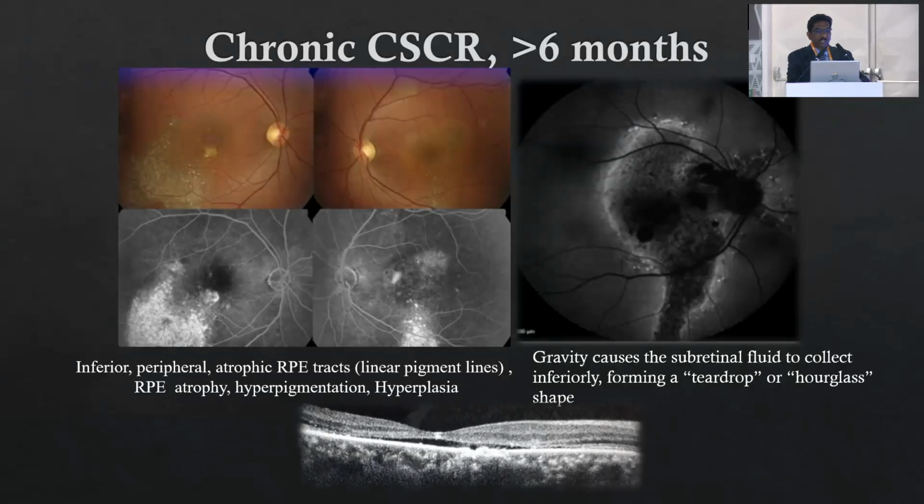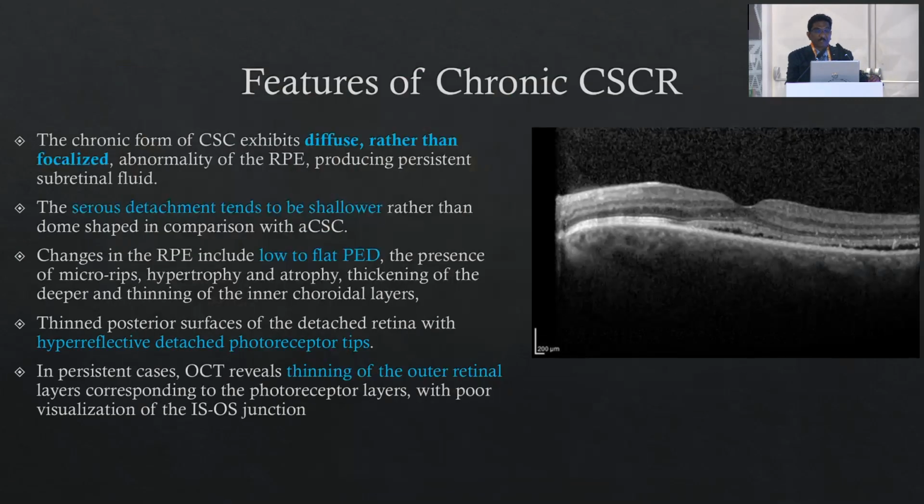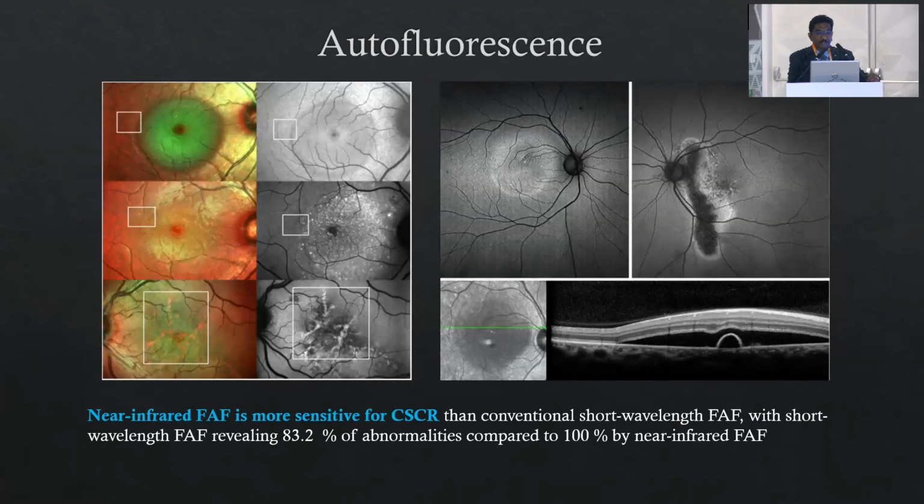These cases usually have a more diffuse disease with a lot of RPE atrophic tracts, and hyperpigmentation and hyperplasia may be seen in these cases, and the gravitational teardrop and hourglass shape you may see on the FFA and OCT. In the OCT, again, you have a very diffuse disease, a shallow or a flat PED will be there, then hyperreflective detached photoreceptors may be seen underneath, in the lower part, the outer retinal layers. And in very chronic cases, you may see thinning.